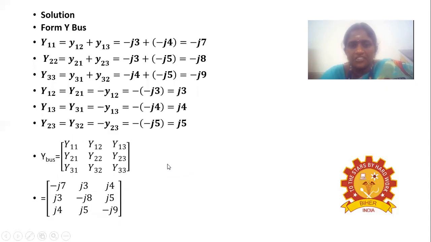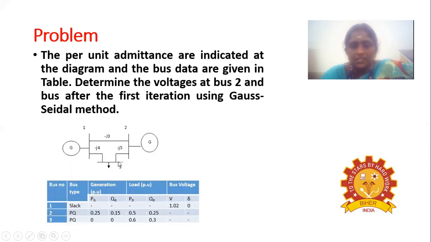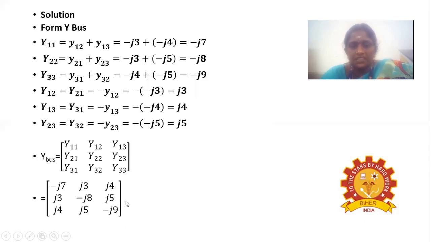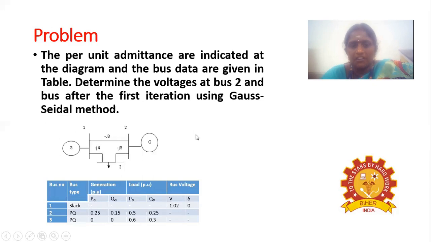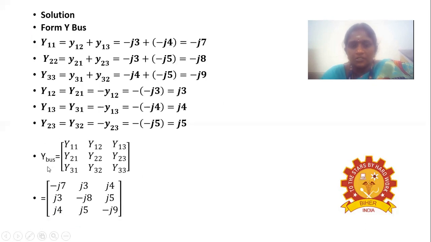Okay. So first step, first we have to form the Y bus. Okay, Y bus formation I have already explained. So Y bus size depends upon the number of buses. So this system has 3 buses. So Y bus will be a 3 cross 3 matrix: Y11, Y12, Y13, Y21, Y22, Y23, Y31, Y32, Y33. So Y bus is a 3 cross 3 matrix. You have to calculate all the elements in the matrix.